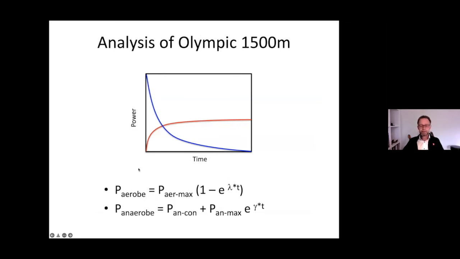Mathematically they are written like this, but believe me, you have a certain maximal power output of the aerobic system and a certain power output you end your race with. And for the aerobic system, you have a certain maximal aerobic capacity. And of course, you have a certain time course that it takes before you're at your maximum. And you have a certain rate at which the power output is going down. So with this model, we can calculate these variables.